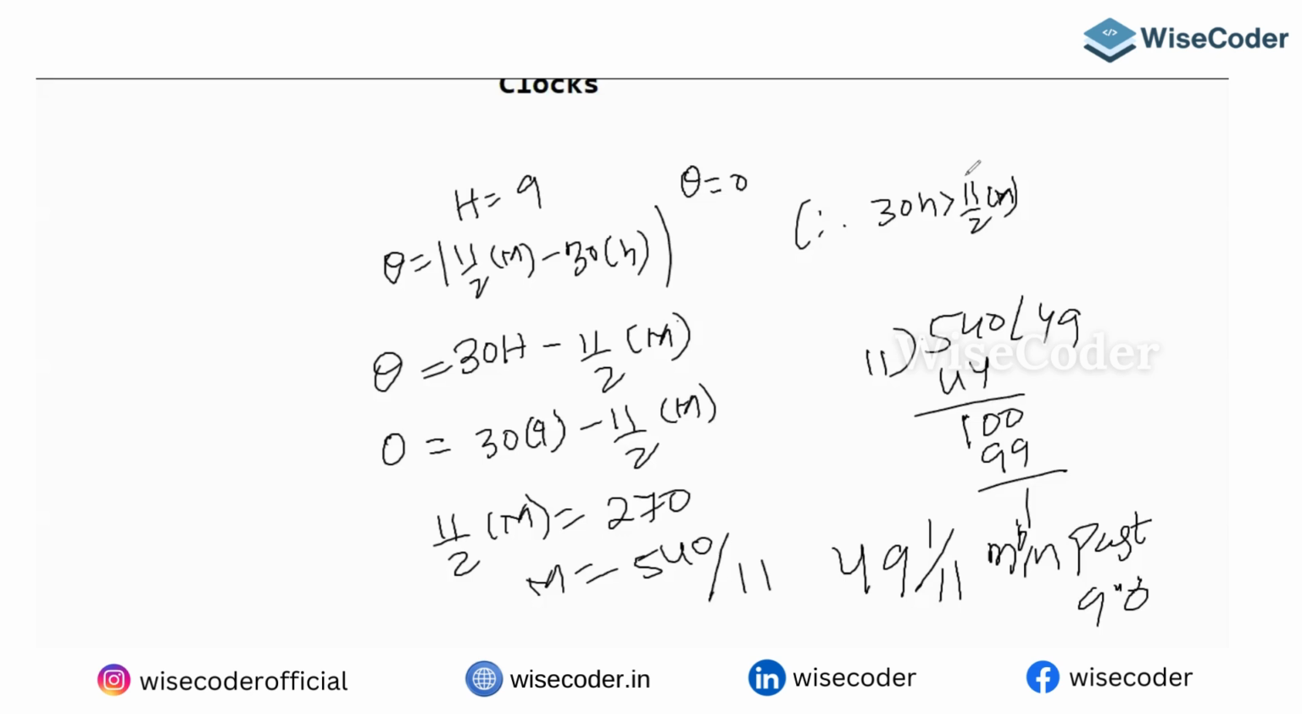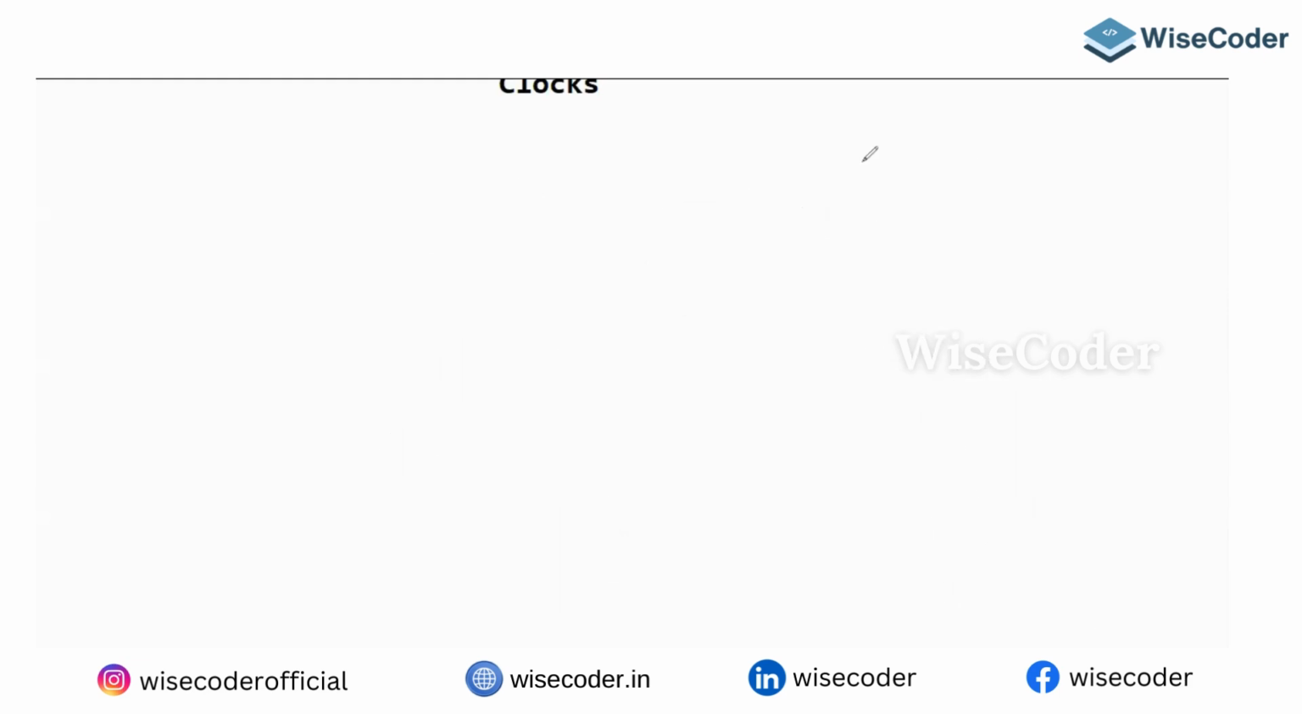Pause the video and try to write the solution. Next question. At what time between 4 and 5 o'clock are the hands of a clock in the opposite direction? What do you mean by opposite direction? That's where your answer is. Opposite direction means theta is 180 degrees. And h is the time between 4 o'clock and 5 o'clock.